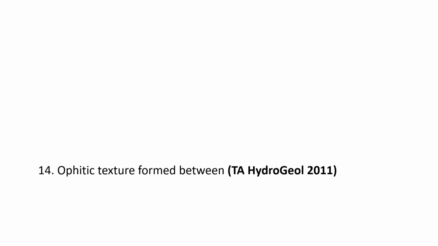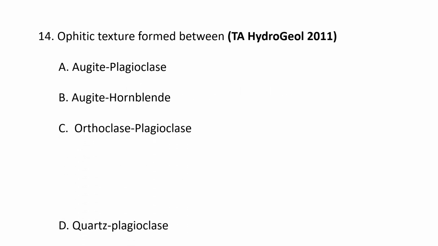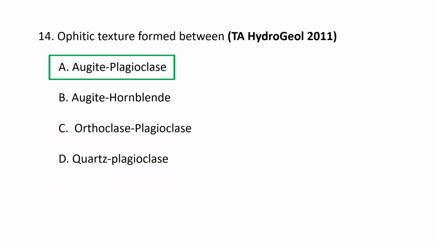Next question. Ophitic texture is formed between A. augite and plagioclase, B. augite and hornblende, C. orthoclase and plagioclase, D. quartz and plagioclase. So the correct option is A. augite and plagioclase. Ophitic texture is the association of lath-shaped euhedral crystals of plagioclase which are grouped radially or in an irregular mesh with the surrounding or interstitial state anhedral crystals of pyroxene.